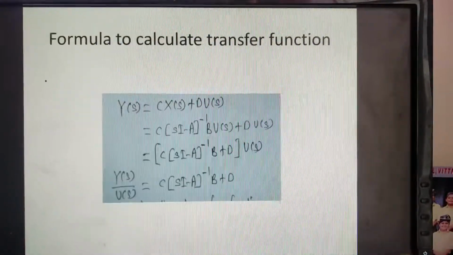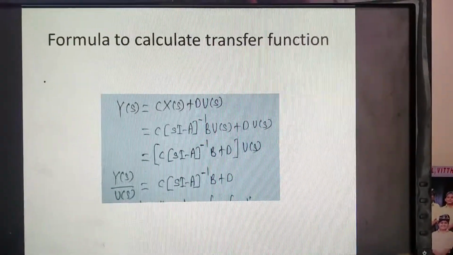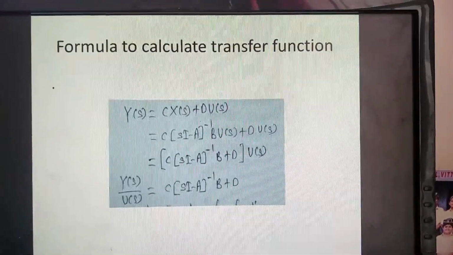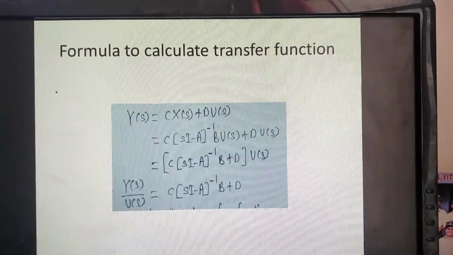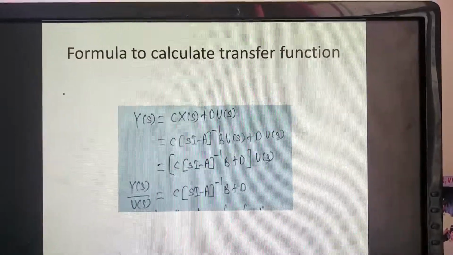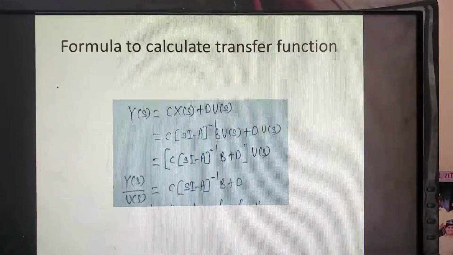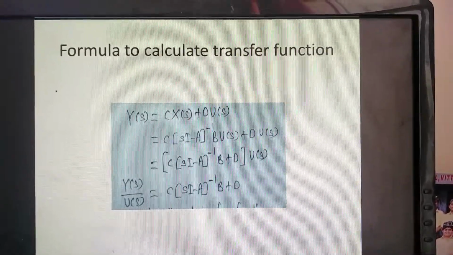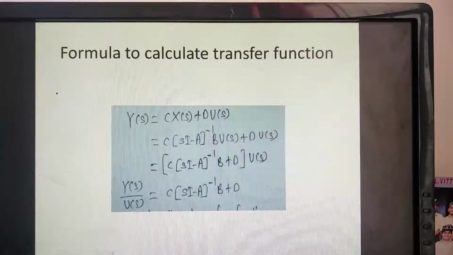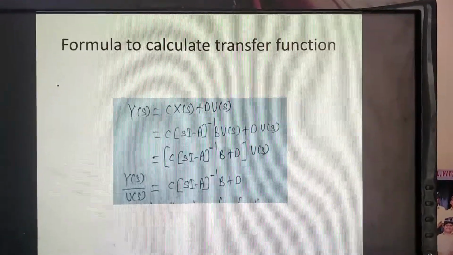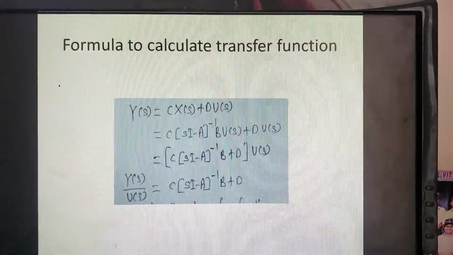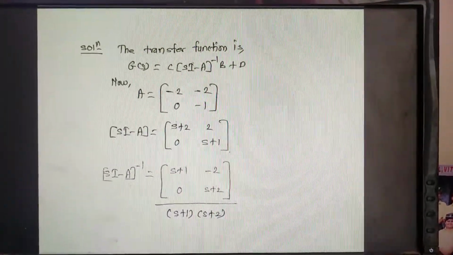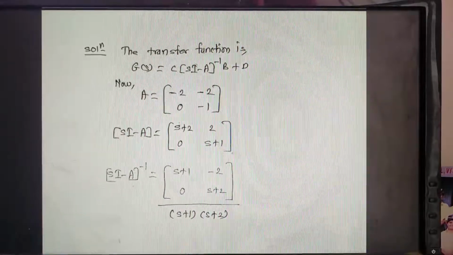So let's begin. Now, in order to calculate the transfer function of the system, the formula is C(sI - A)^-1 B + D. As all of us are aware, in order to calculate the transfer function, we require the ratio of Laplace transform of output to Laplace transform of input. Output is represented by Y(s) and input is represented by U(s). Now, the formula is C(sI - A)^-1 B + D.